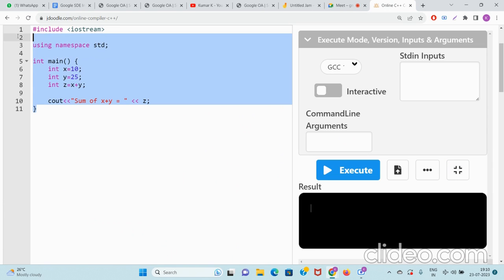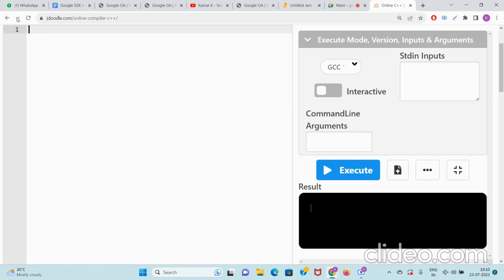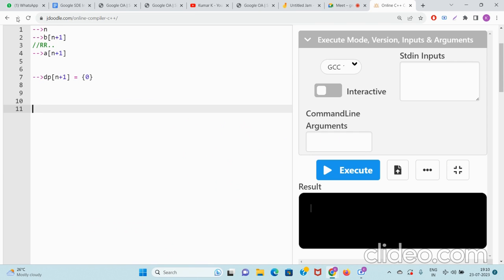So what do we do? Guys, not wasting time in taking input, size of the array is n. I am taking b of n plus 1 because I like one-based indexing more. And I'm going to solve Google OA now. So I'm so happy. Then a of n plus 1. Guys, this is array A, this is array B. Okay, now I'm declaring my dp array of n plus 1. Okay, and dp of 0, and I will initialize all the values to 0.